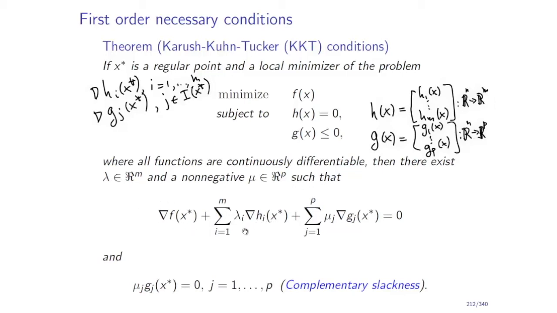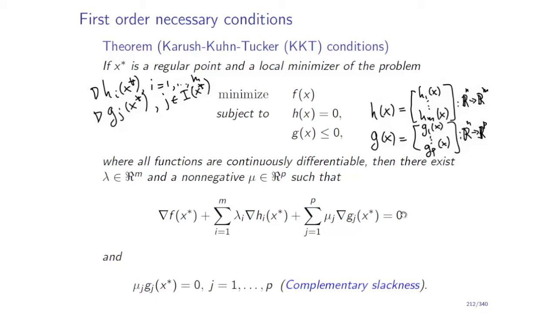plus the sum of lambda_i multiplied by the gradients of h_i in x star for i between 1 and m, and then plus the sum of mu_j multiplied by the gradients of g_j in x star for j between 1 and p, this sum is equal to 0.